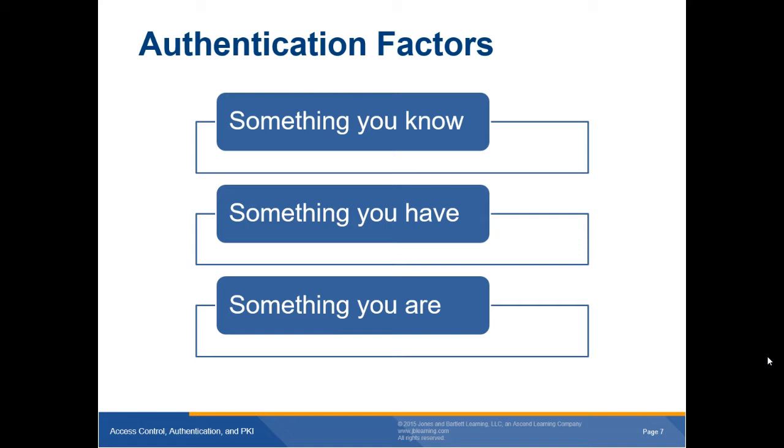We looked at authentication at the beginning of the chapter, beginning of the class. And basically, there's three basic things we're going to look at for authenticity: something you know, something you have, or something you are.